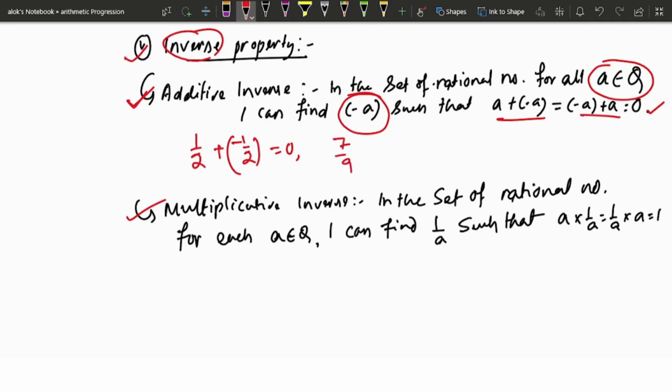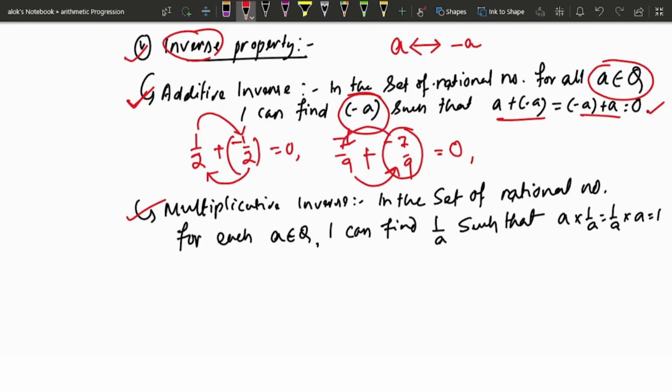Similarly for any rational number, suppose 7 by 9, I can get minus 7 by 9 in the rational number set. This is also a rational number and adding those two rational numbers gives 0. So here we say the additive inverse of 1 upon 2 is minus 1 upon 2 and the additive inverse of minus 1 upon 2 is 1 upon 2. So for any rational number a, the additive inverse of a is minus a and the additive inverse of minus a is plus a. So here also the additive inverse of 7 by 9 is minus 7 by 9 and the additive inverse of minus 7 by 9 is 7 by 9.